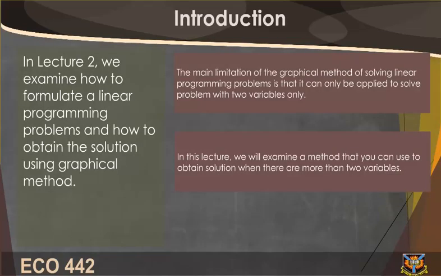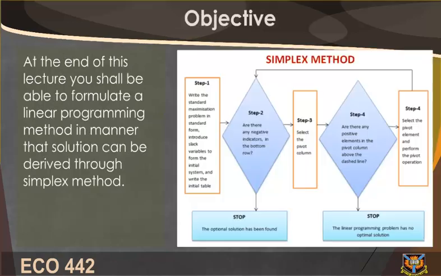Introduction. In Lecture 2, we examined how to formulate linear programming problems and how to obtain the solution using the graphical method. The main limitation of the graphical method of solving linear programming problems is that it can only be applied to solve problems with two variables only. In this lecture, we will examine a method that you can use to obtain solutions when there are more than two variables.